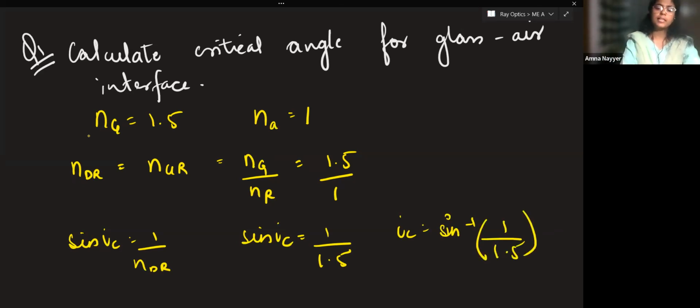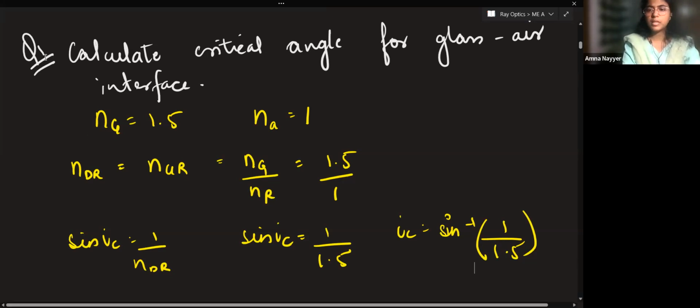Fine, note down this numerical. Then we'll do some good numericals from this. Two numericals at least we should do.